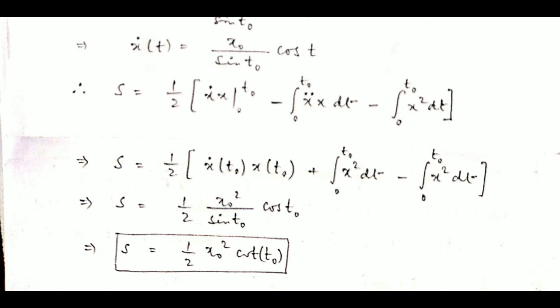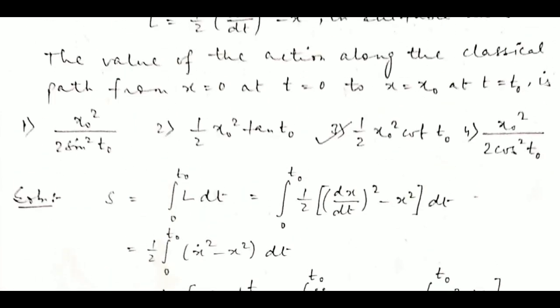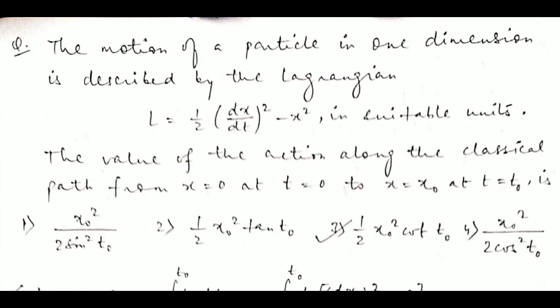Okay, so this is the action for the Lagrangian given in the question, calculated for the classical path that the system follows from x equal to 0 at t equal to 0 to x equal to x naught at t equal to t naught. Okay, therefore the correct option to this question has to be option 3, half x naught square cot t naught.